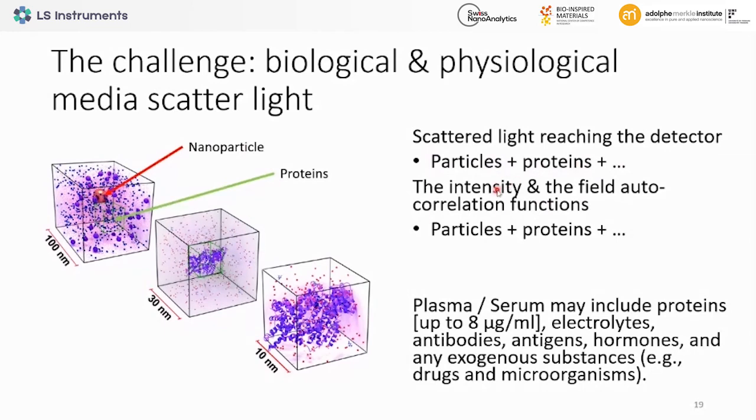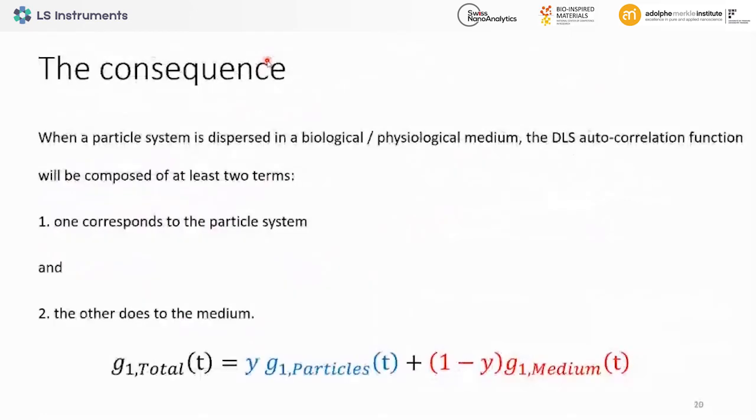So the light that reaches the detector contains light scattered from the particles and light scattered from the proteins. Maybe you remember from the very beginning that in order to characterize the particle size, we use the statistics of the light scattering reaching the detector. But now we have light scattered from both the particles and the proteins. Accordingly, the statistics, like the correlation function, will also contain contributions from both. For example, plasma or serum may include proteins up to 8 microgram per milliliter, plus electrolytes, antibodies, antigens, hormones, etc. This might be very problematic in analyzing dynamic light scattering of nanoparticles in biological physiological media. So what is the consequence?